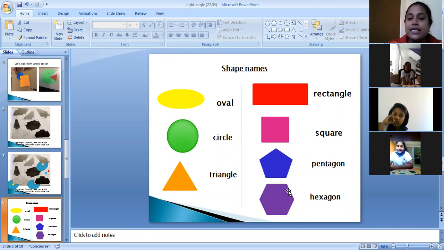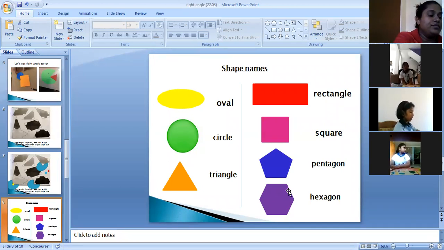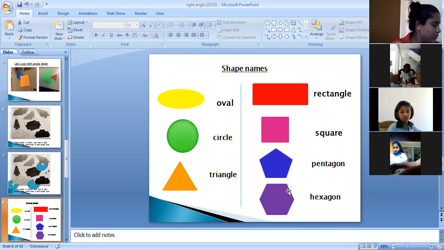First one, circle. How many circles are there? Find and match the name with the shape. Do it now. There are how many circles? Check and let me know how many circles are there. 4. No, only 2 circles are there.